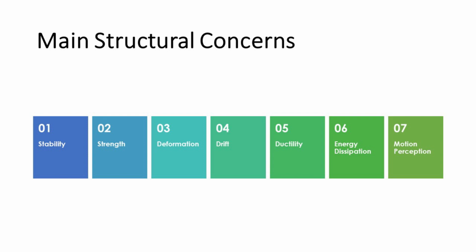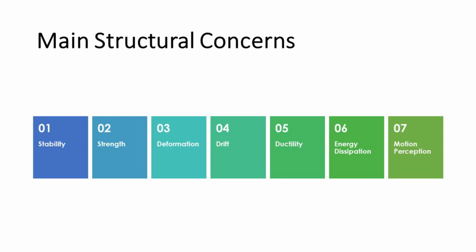Strength. This is easier because a lot of the time the building codes and the specifications focus on strength quite a bit. So this is well understood. Deformation capability, less understood and less focused. Drift in case of tall buildings. Ductility, very important, but hard to measure.